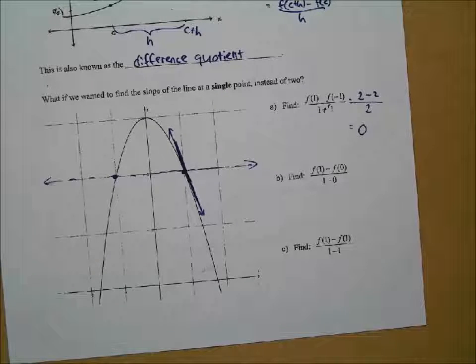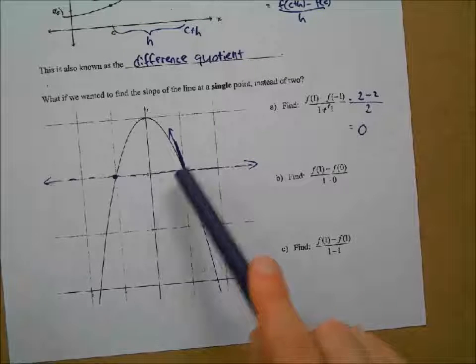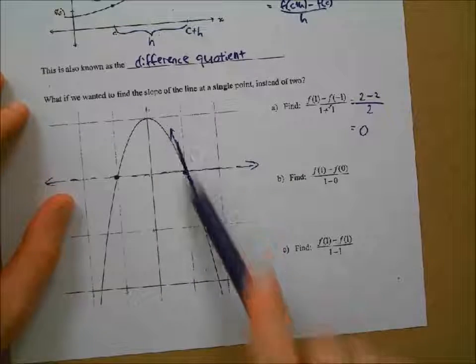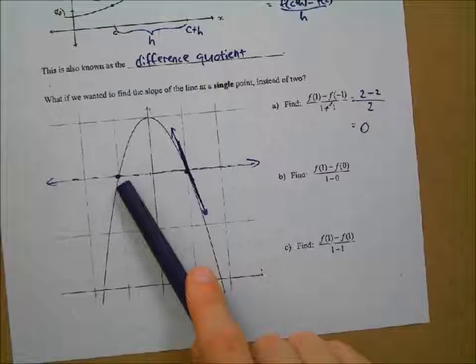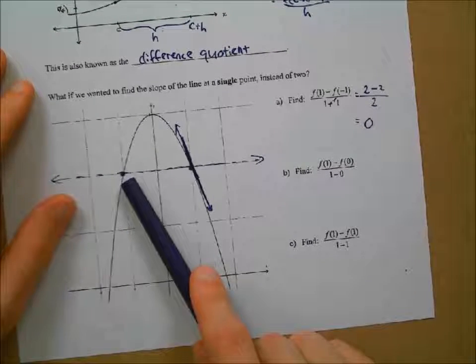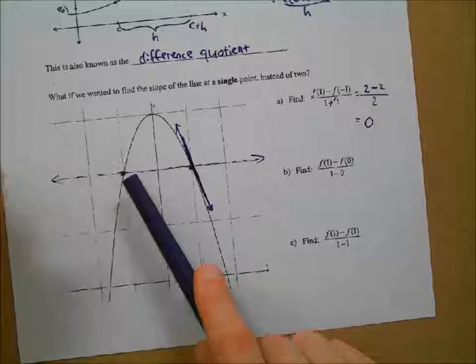Well, 0 is close to being negative, right? Again, we can see here that the slope of this single point, if we eyeball it, looks like it's going to be negative. 0 is pretty close to a negative number, right? But how can we get a better approximation here? How can we get a better estimate of what that tangent slope is going to be?